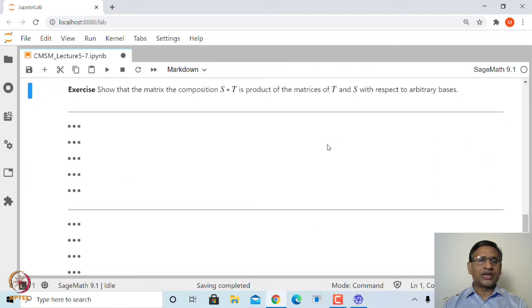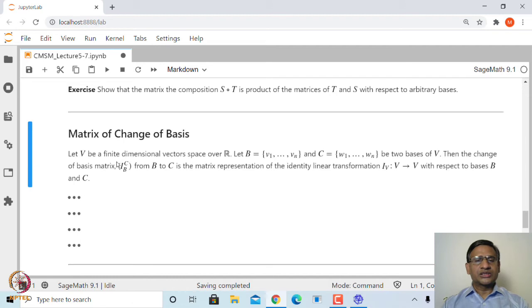Now let us look at one more thing. We have already seen how to find the matrix of change of basis. If you have two bases of a vector space V, and if you take any vector, then we can write its coordinates with respect to the two bases, and we have seen that the two coordinates are related by a matrix. There is a relationship, and that relationship comes from what we call the change of basis matrix. Okay, so this we have already seen.